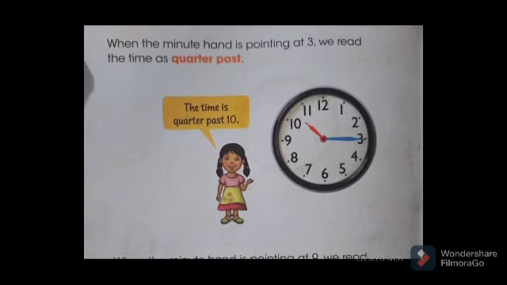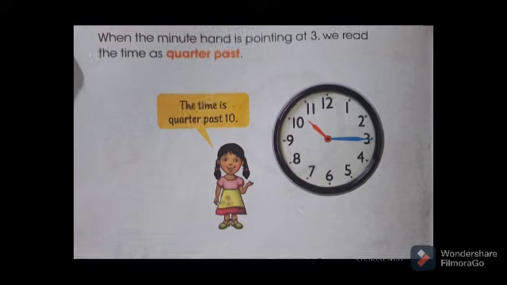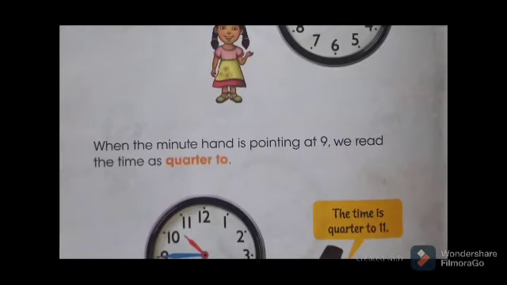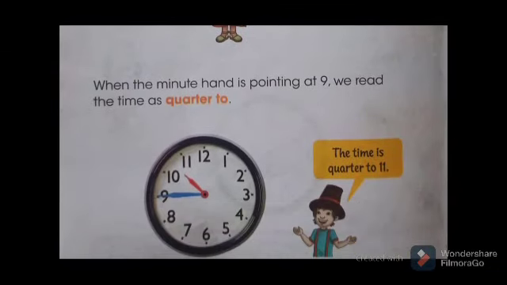So we have learned, minute hand on 12 we will call o'clock. When the minute hand is on 3 we will read it as quarter past. So on this clock, when the minute hand is pointing at 3, we read the time as quarter past. So the time is quarter past 10. When the minute hand is pointing at 9, we read the time as quarter to. The time is quarter to 11.